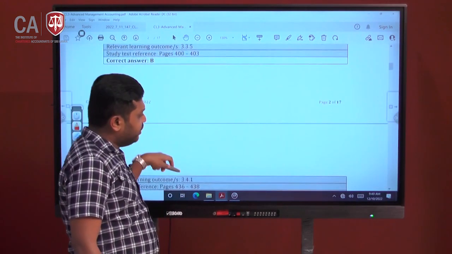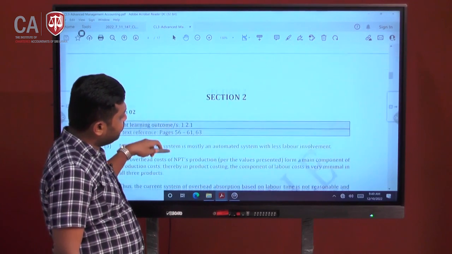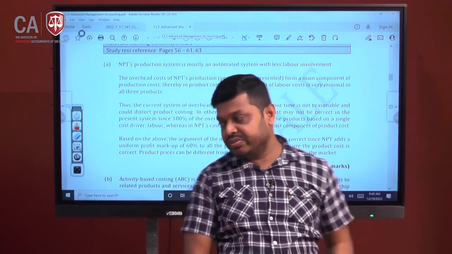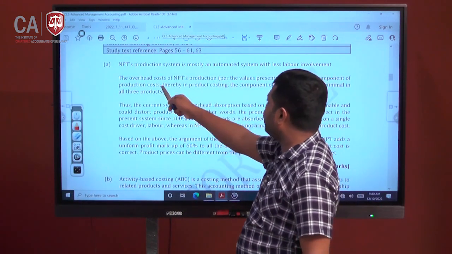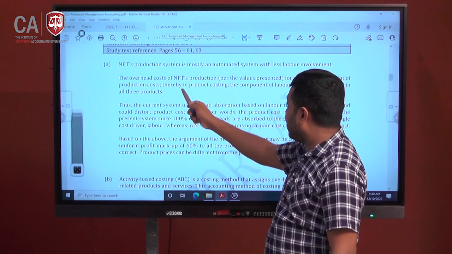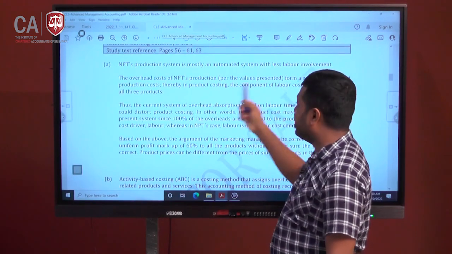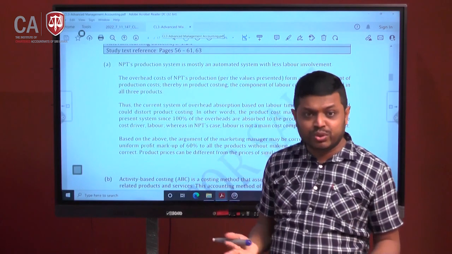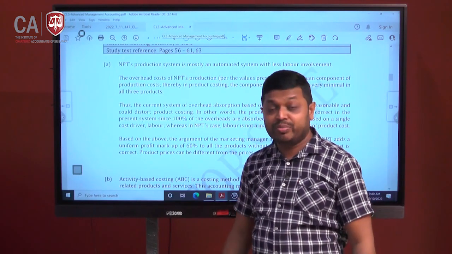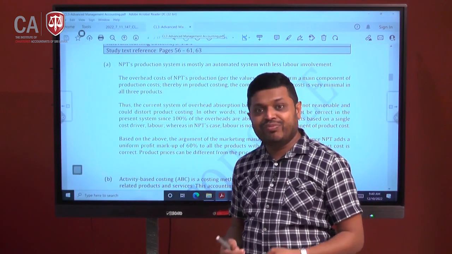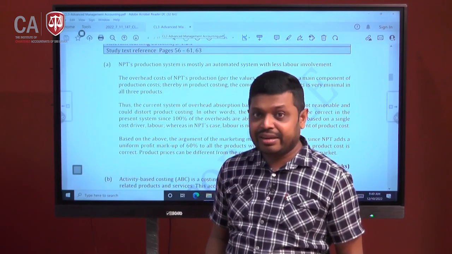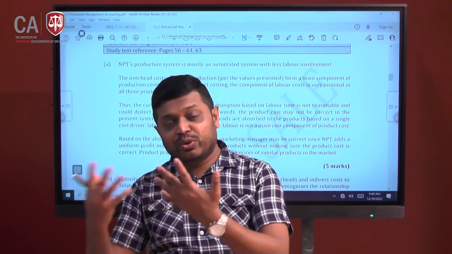Current absorption method. Look at the current absorption method, it only considers a single absorption basis. Here it says the overhead cost of NPT forms a main component of production cost. Thereby, the labor cost component of product cost is very minimal in all three products. Therefore, it is not suitable, because overhead cost is one of the main components of the product cost. Labor is not. If labor utilization is minimal, it is not a suitable basis to absorb, and you can't use a single basis to absorb the overhead.